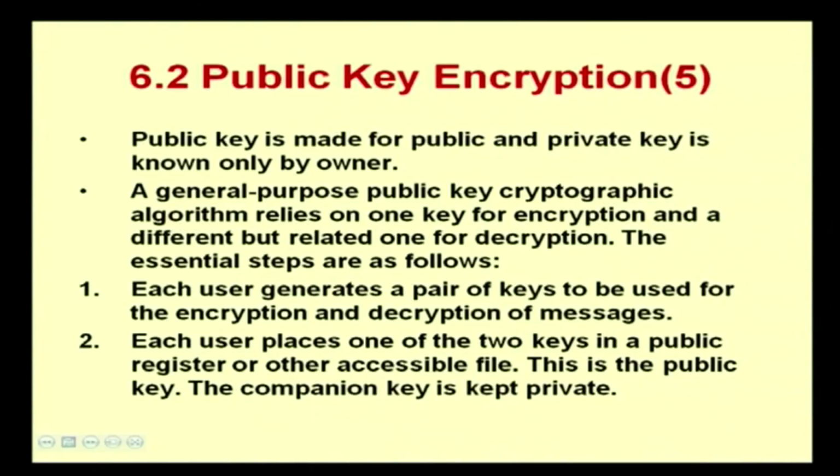A general purpose public key cryptographic algorithm relies on one key for encryption and a different but related key for decryption. The essential steps are as follows. Each user generates a pair of keys to be used for encryption and decryption. Each user places one of the keys in a public register or other accessible file. This is the public key. The companion key is kept private.